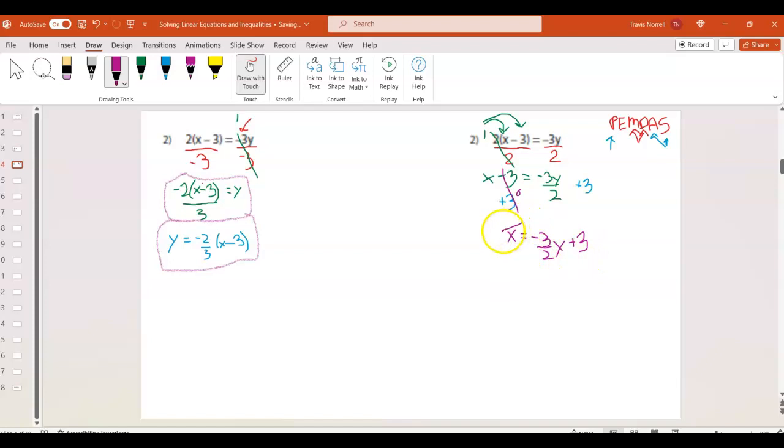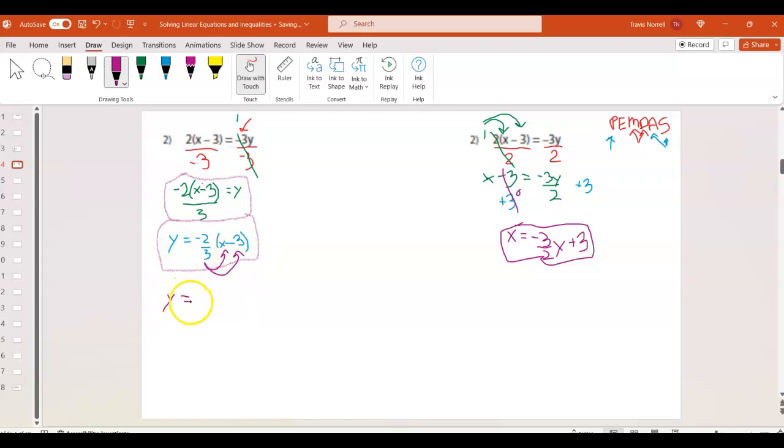And there's my final answer. Ooh, my little mouse kind of went crazy. So you can solve for y or you can solve for x. If you want to continue solving this one for y and distribute that negative 2/3, you could actually put that into y equals mx plus b form.